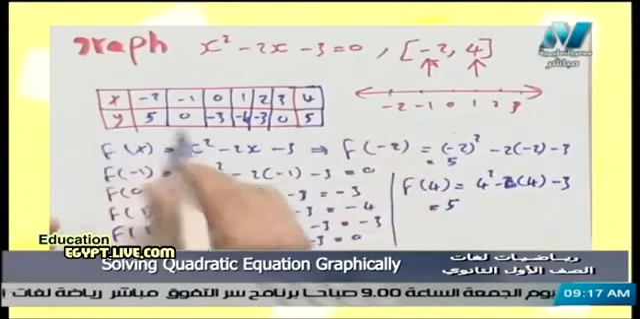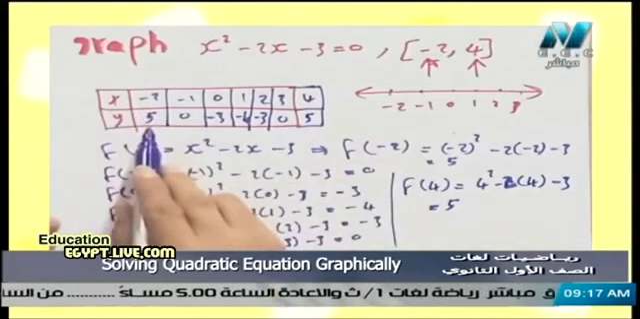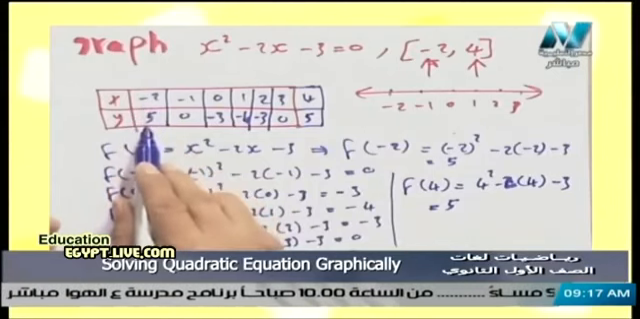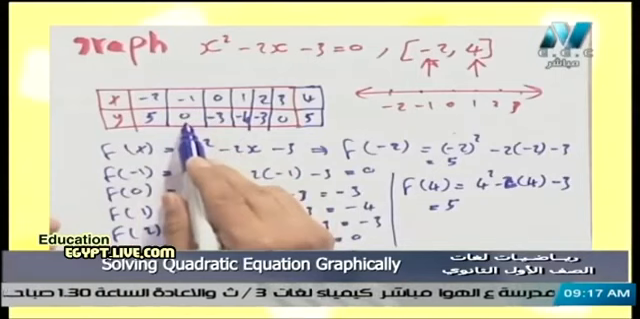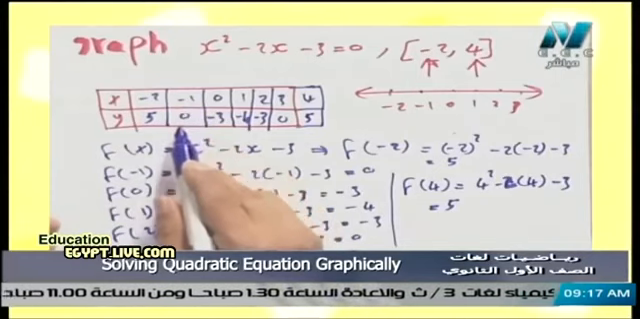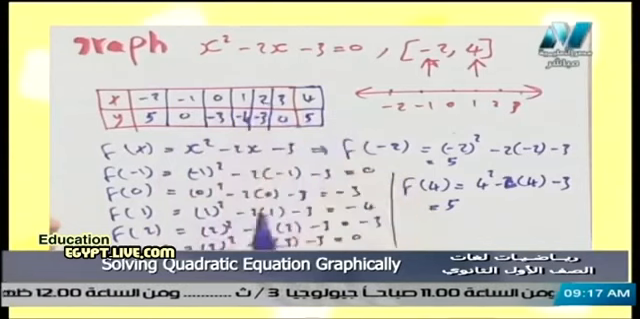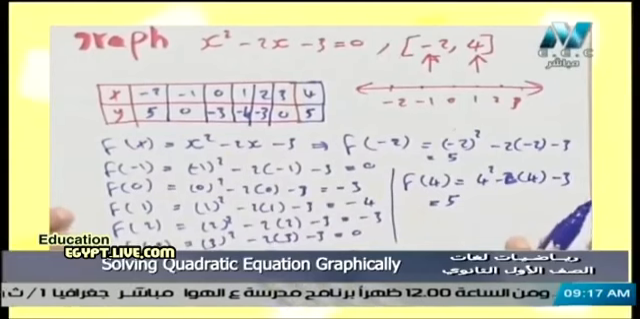So we have a table now, x and y. X is -2 and y is 5, which means the point (-2, 5). X is -1 and y is 0, so the point (-1, 0), the point (0, -3), the point (1, -4), and so on. Okay?